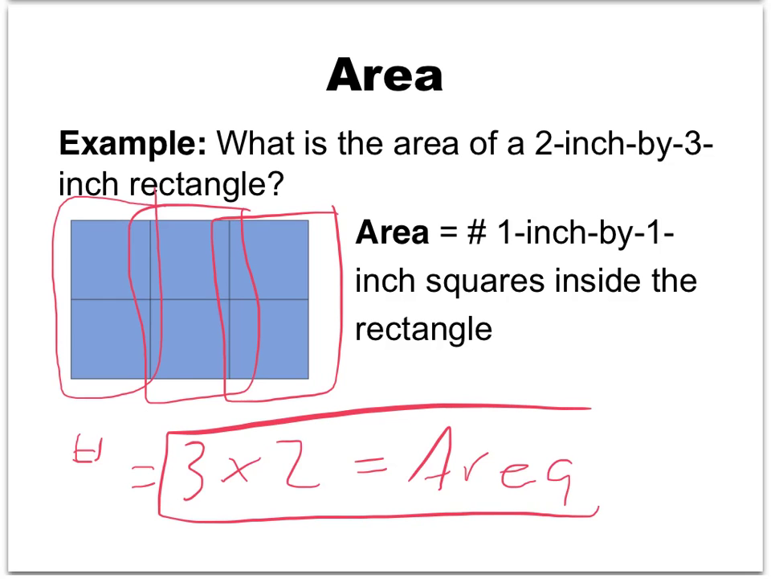So that's why it makes sense to calculate area by multiplying. To find the area, we want the number of squares inside of the rectangle. In order to do that, we can group it like this, where we have 3 groups and 2 squares in each group. So we multiply that to get the total number of squares, which is the area.